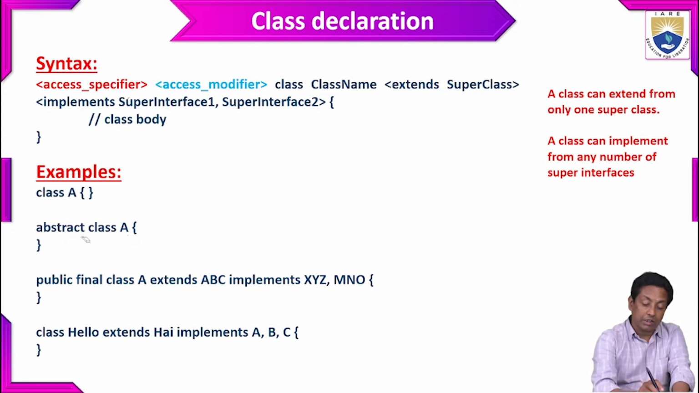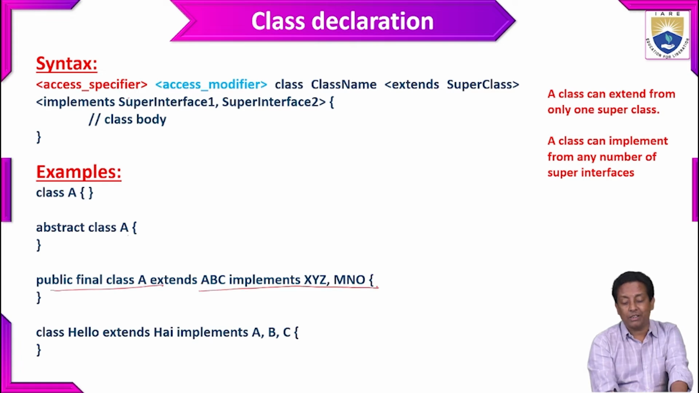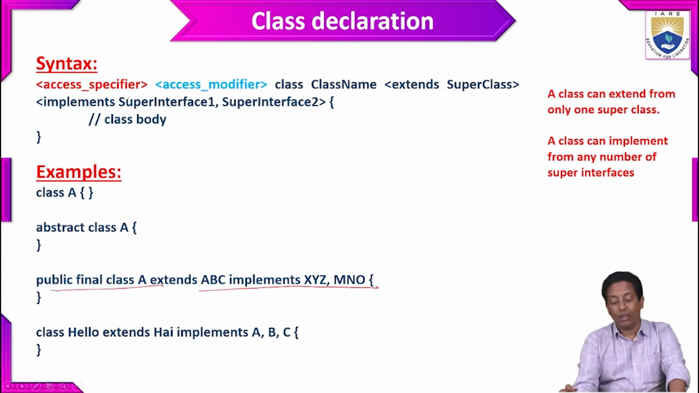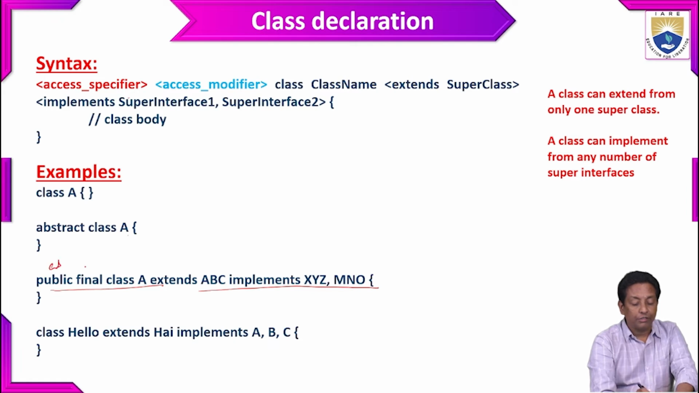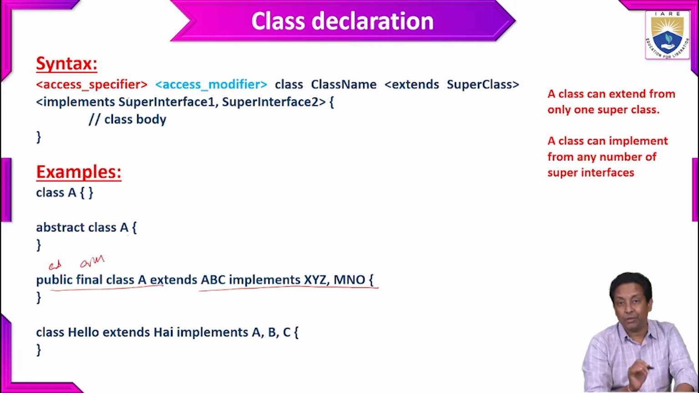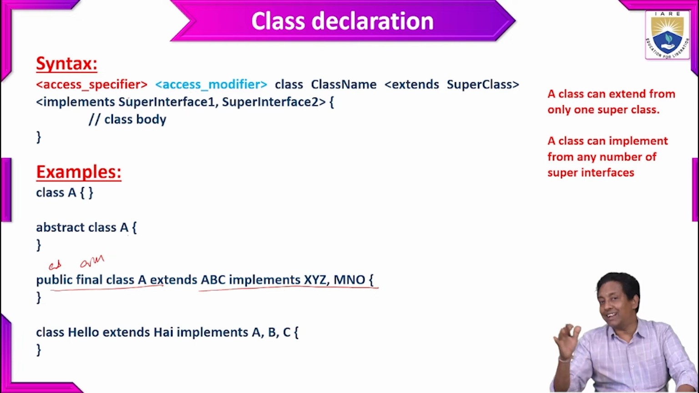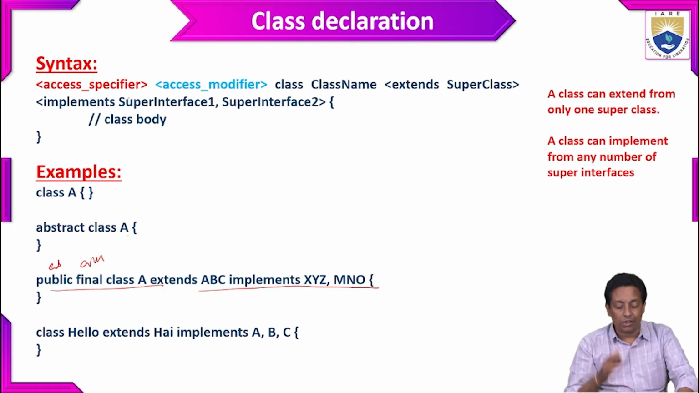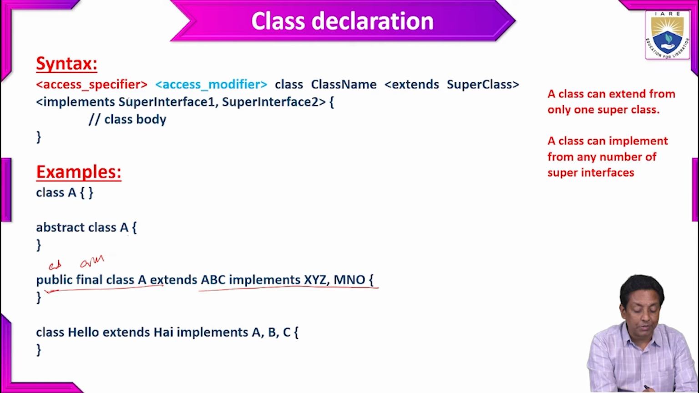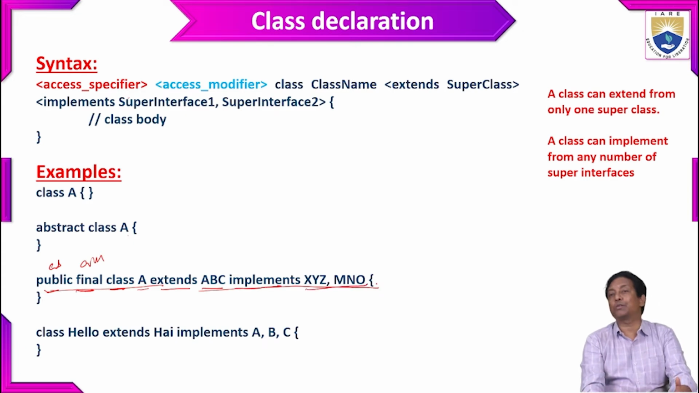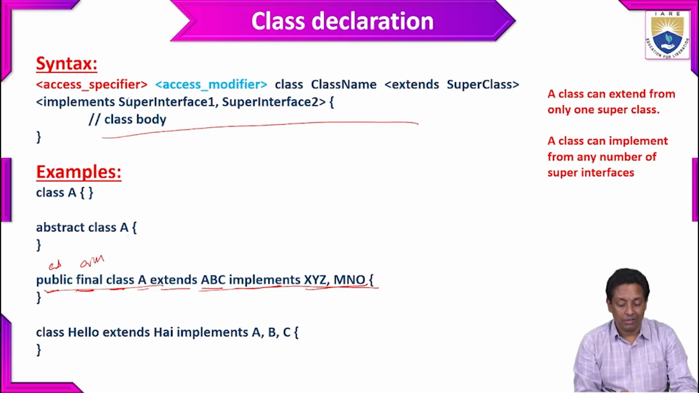The next one, the abstract class A, that is completed. Public final class A extends ABC implements XYZ, with the public access specifier and the final access modifier. And this final class can only be instantiated and used but cannot be inherited. In the consequences session, you'll see that. Access specifier public, final access modifier, class keyword, class name, extends from one superclass, implements from multiple super interfaces. The above syntax is exactly implemented here in the example.